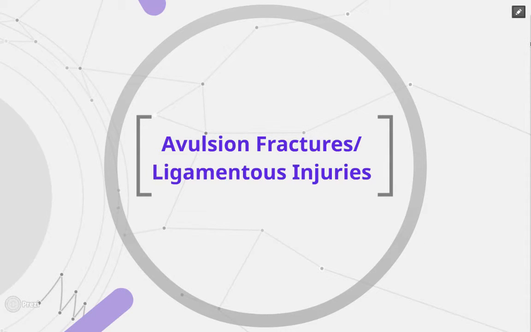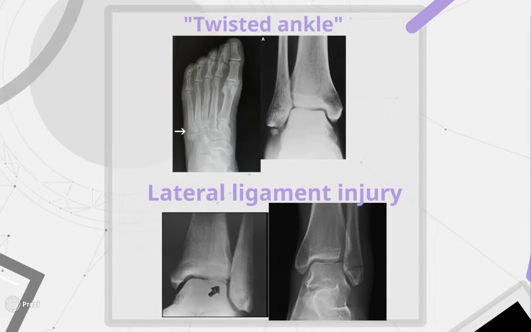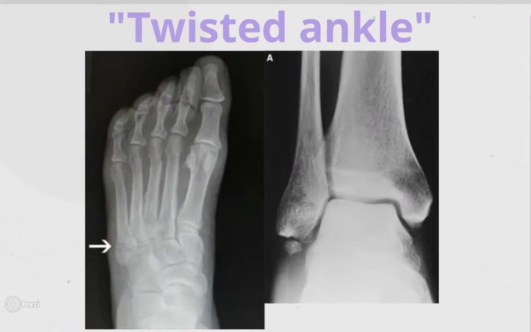Avulsion fractures and fractures associated with ligamentous injury. The common twisted ankle, which results from imbalanced load on an inverted and plantar flexed foot, may be associated with an avulsion fracture of the fifth metatarsal base or an avulsion fracture of the malleolar tip. An avulsion fracture of the fifth metatarsal also occurs with pull by peroneus brevis.